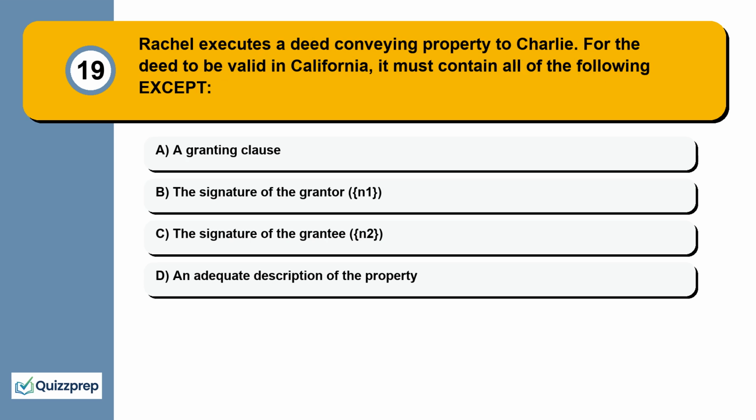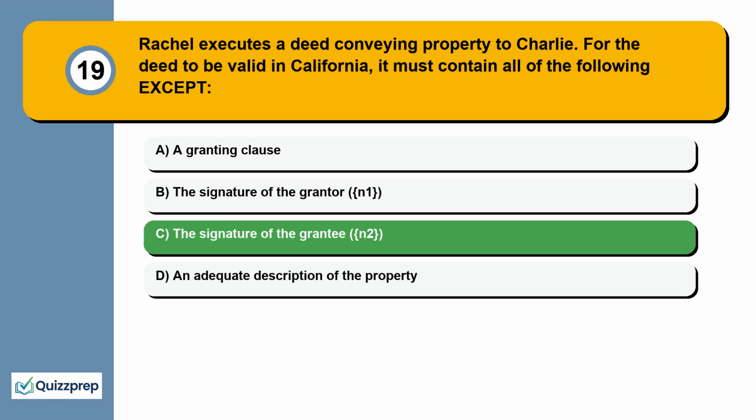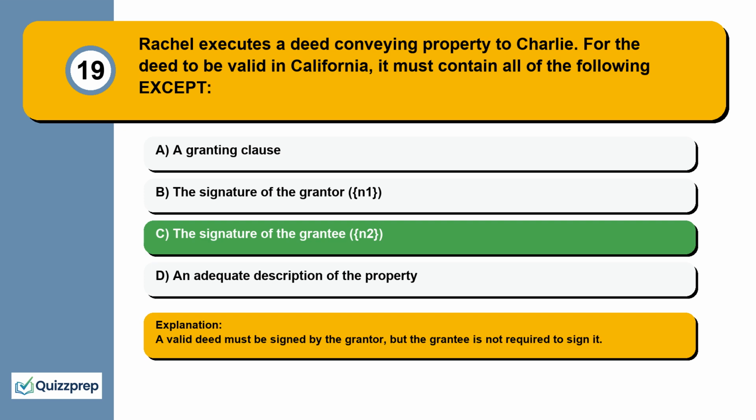Question 19. Rachel executes a deed conveying property to Charlie. For the deed to be valid in California, it must contain all of the following except a granting clause, the signature of the grantor, the signature of the grantee, an adequate description of the property. A valid deed must be signed by the grantor, but the grantee is not required to sign it.